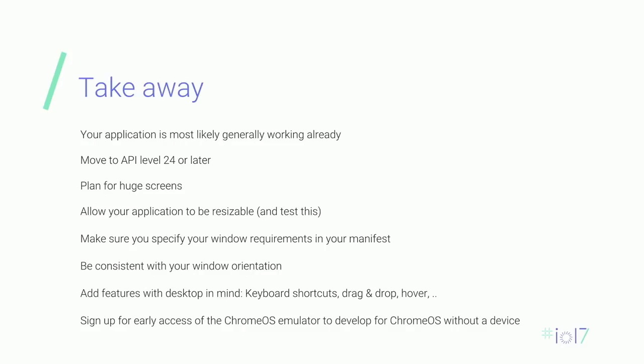So with that, let's summarize and wrap up the session. I'm doing that now very fast. So the takeaway is your application is already working, everything is fine, you shouldn't really worry. Well, maybe you should worry. You should definitely try it out. You should definitely move to API level 24, unless you want to be stuck in a small window. Plan for huge screens, very, very important. Allow your application to be resizable. Make sure to specify window requirements in your manifest file, as mentioned earlier. Be consistent with the window orientation, and add all the nice desktop features which are making a desktop a desktop.